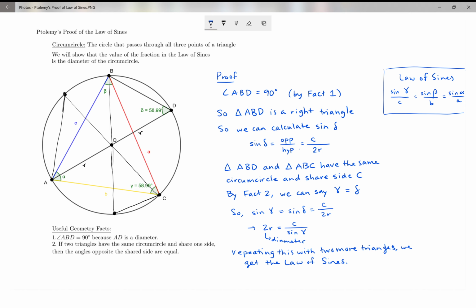Okay, so hopefully you found that kind of interesting. I think it's always interesting to see, number one, how old some of this math we're learning actually is, and number two, it's a different, more geometric way of looking at the law of sines. So hopefully you enjoyed this.